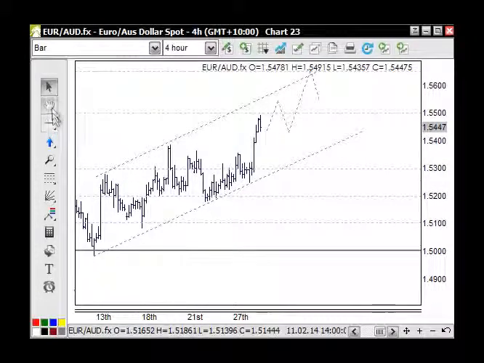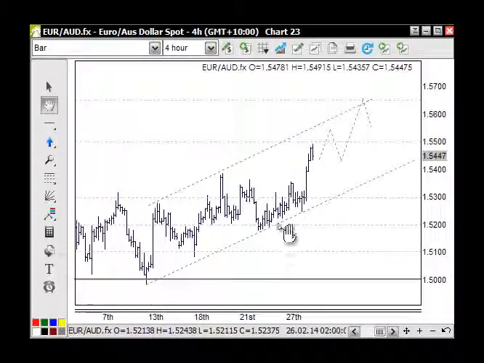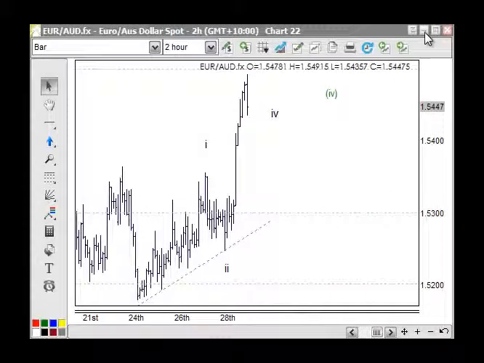Okay, so I haven't got this labeled. Well, let's go to the next one. I should have it there somewhere. There it is.